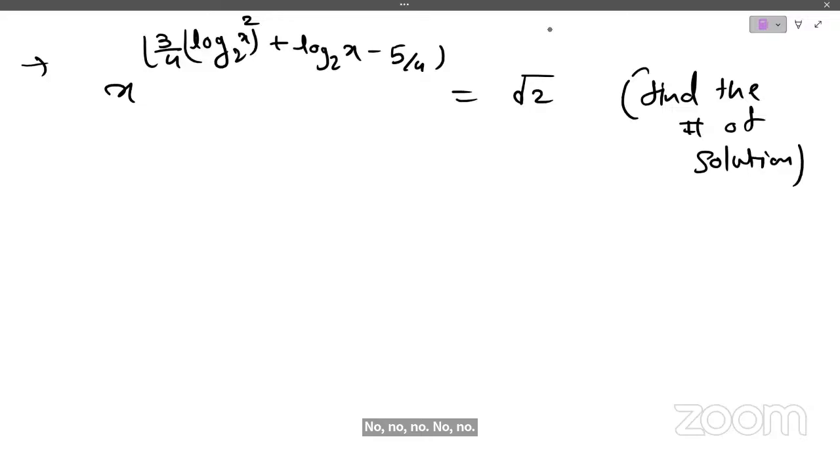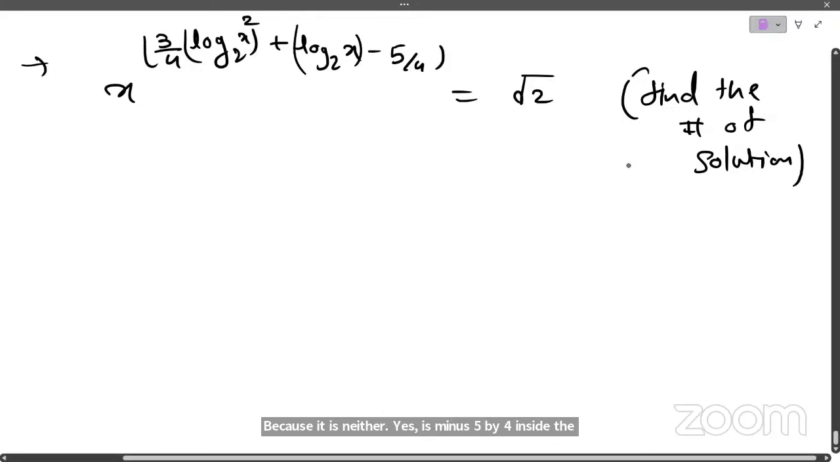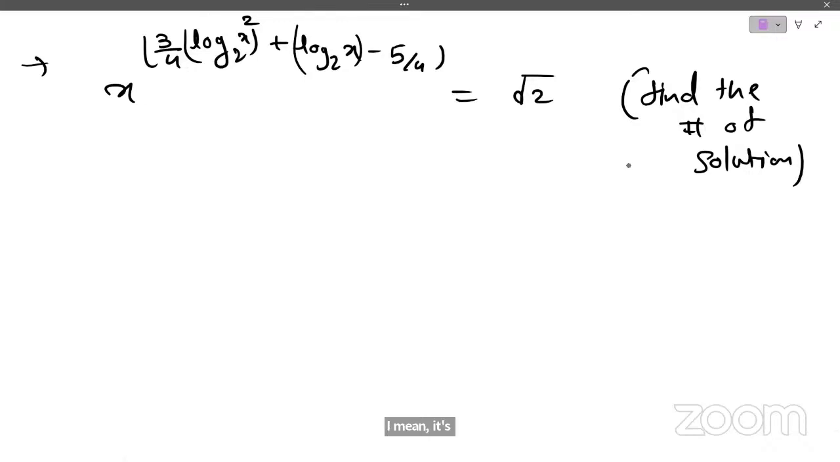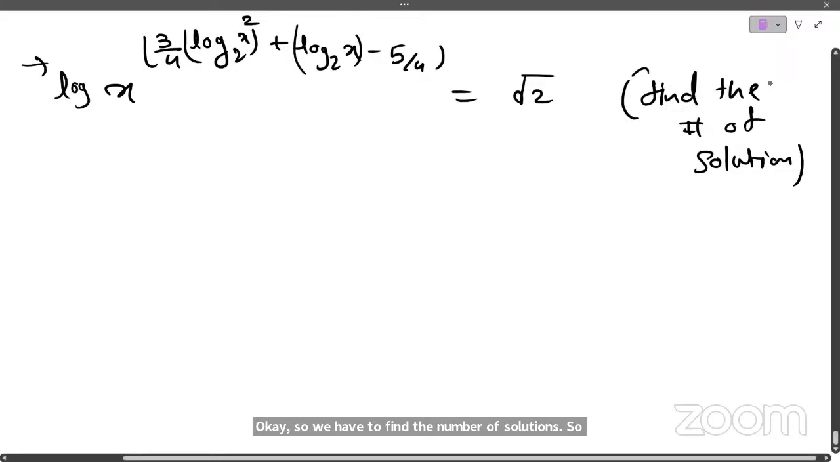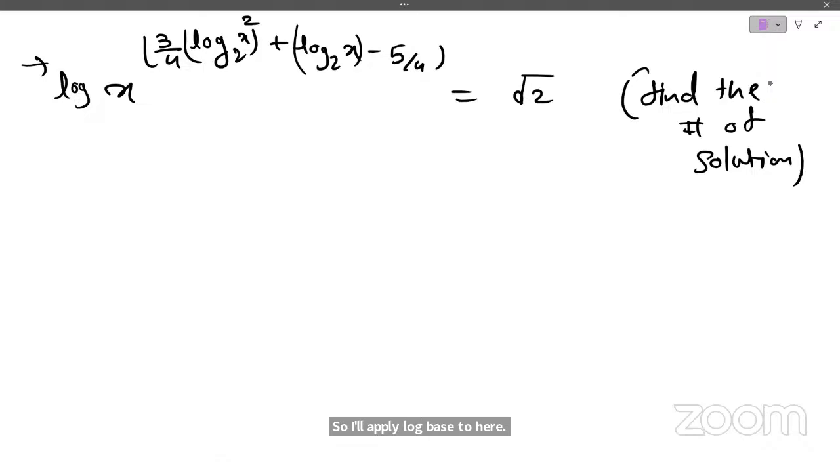Intuitively, this is not that trivial, how to go with the solution. Is minus 5/4 inside the log or outside? It's outside. It's something quadratic in terms of log base 2 of x. So we have to find the number of solutions. First, we'll try to break it down into simpler steps. So I'll apply log base 2 here.